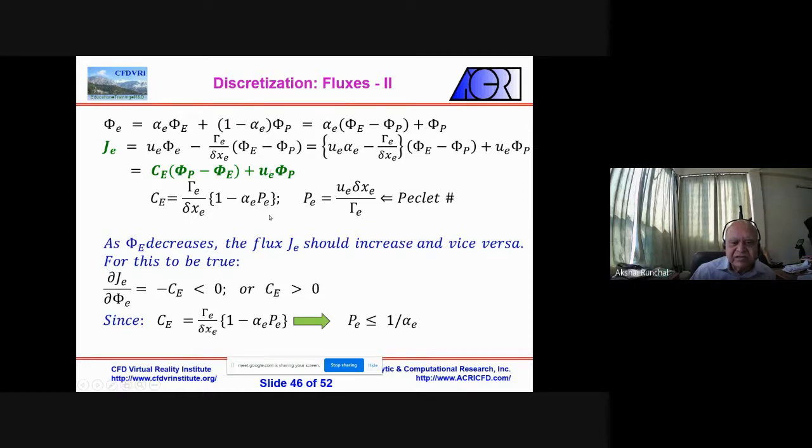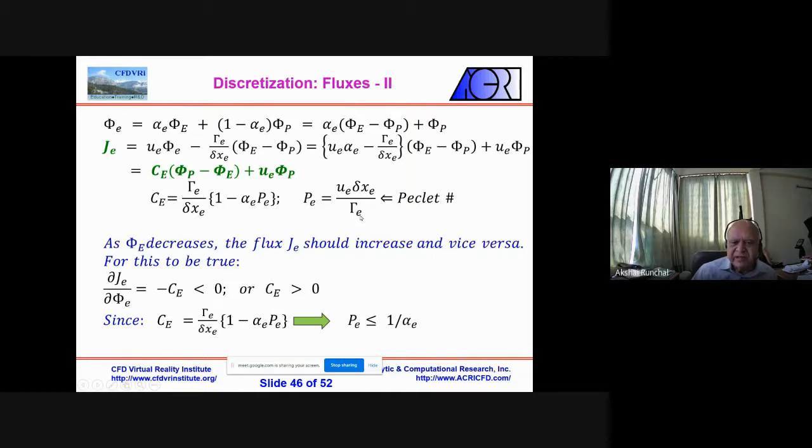This coefficient involves the Peclet number and plays a very important role. The non-positive definite matrix that I mentioned arises when alpha times Peclet number becomes greater than 1, then this C_E becomes negative. That is physically counterintuitive. That cannot happen in physics. So alpha must be selected so that C_E never becomes negative. So this is the Peclet number.